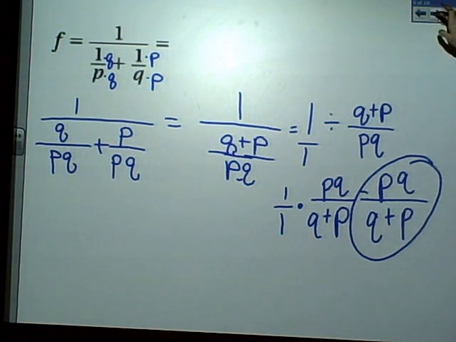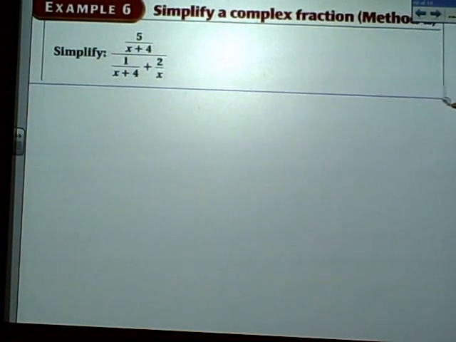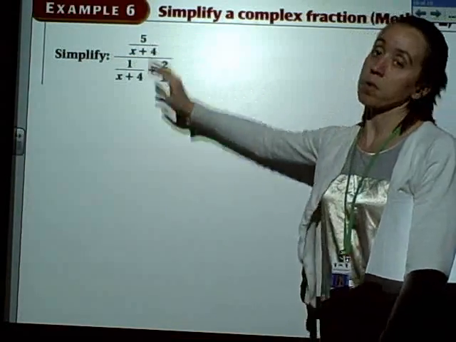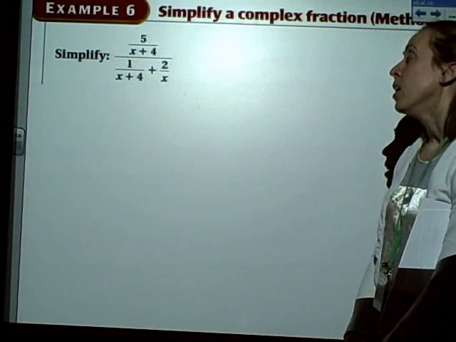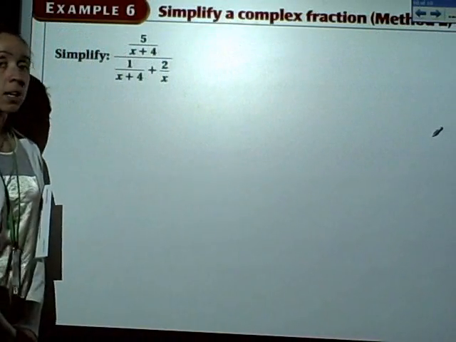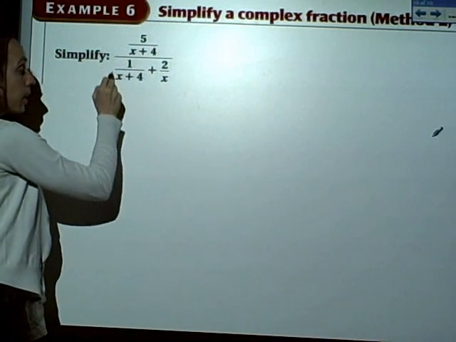One more and you guys are home free. We want to simplify this complex fraction. And it's a little bit more involved, but we're going to use the same method. What's different is there's another fraction in the numerator. First, we are going to combine with addition our denominator. We're going to ignore the top for now.